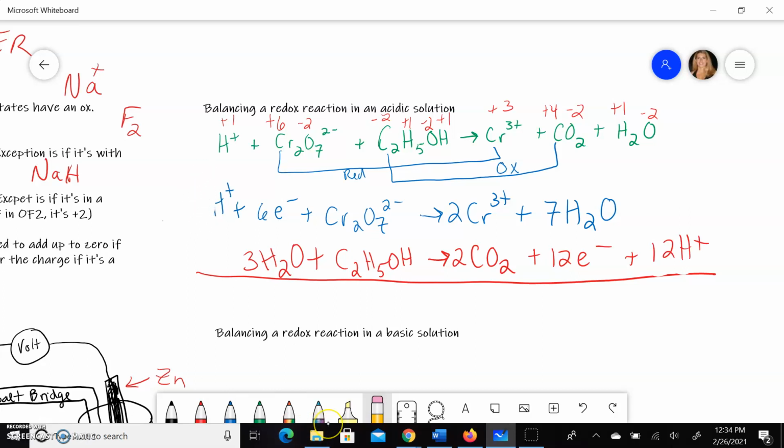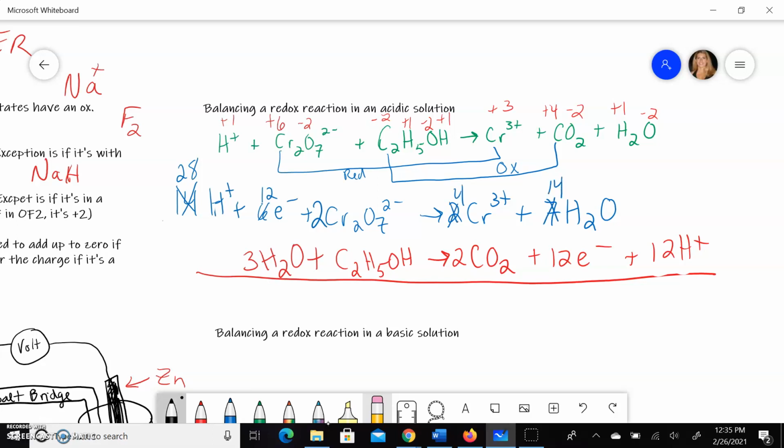So however many electrons you lose, you have to gain by the other reaction. So we are doing 6 electrons on the left for the blue reaction and 12 for the red. So we need to multiply that whole blue reaction by 2. And I'm just going to go ahead and change everything because otherwise I forget. So this becomes 12, 2 here, this becomes 4, and this becomes 14.